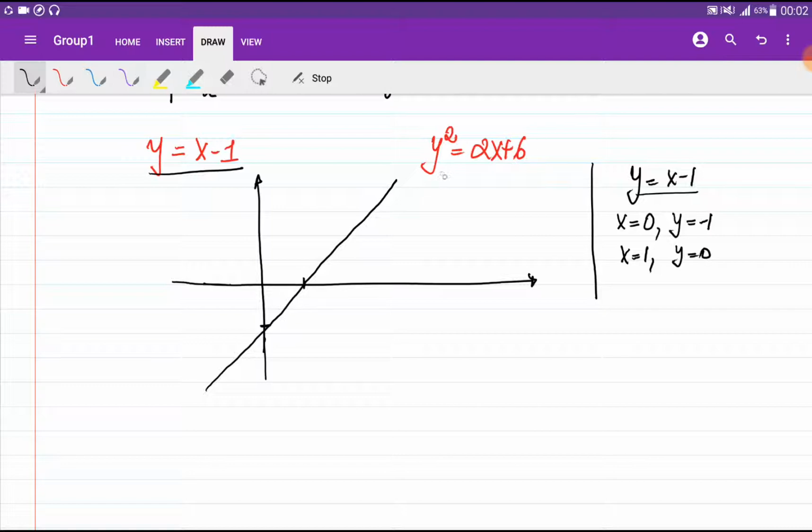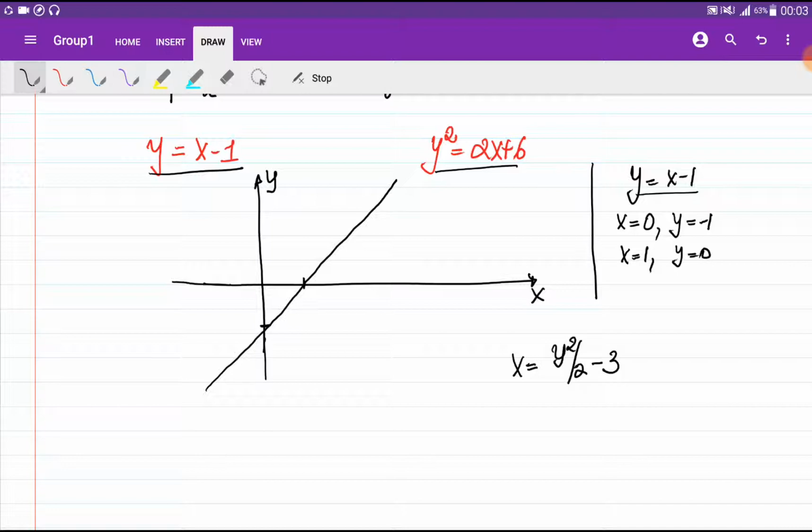The second one seems to me a parabola, where the x and y are just swapped, right? So I just need to draw this parabola which lies along the x axis. Okay, so let me first of all try to find x from here. So x will be equal to y squared over 2 minus 3, right?